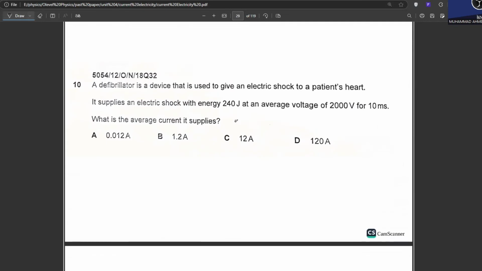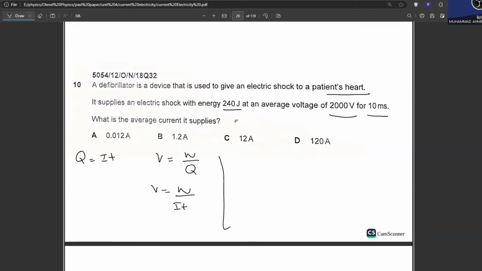Let's see this. A device that is used to give an electric shock to a patient's heart. It supplies an electric shock with an energy of this, at an average voltage of this, for this many milliseconds. What is the average current? We know that voltage is equal to work done over charge, and we also know that charge is equal to current into time. So let's place it here. Voltage is equal to W over I T. What is your voltage? Your voltage is 2000.